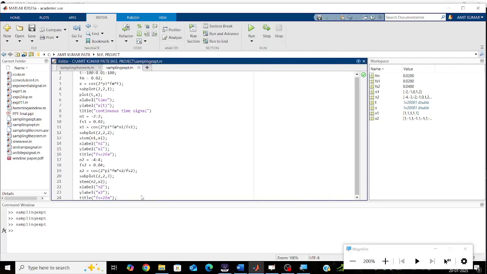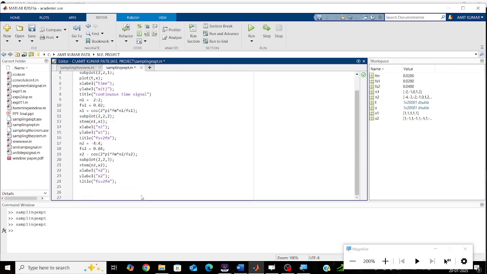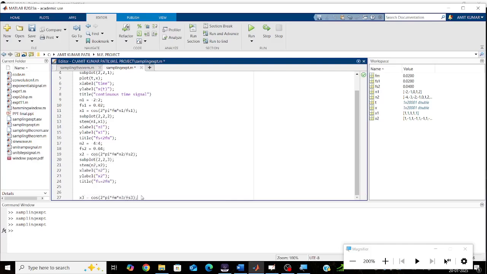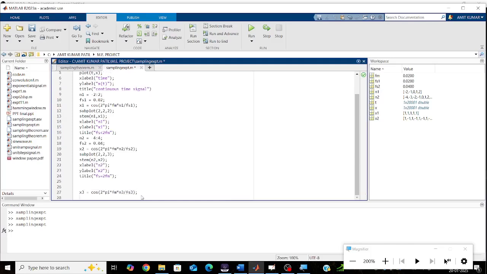So for the last case, x1 and x2 we have already taken, so we will take now x3. So x3 is equal to cos 2 multiplied by pi fm multiplied by t3. T3 is N3 divided by fs3. Now here we have to again assume the values of n3 and fs3. fs3 should be greater than twice the maximum frequency.